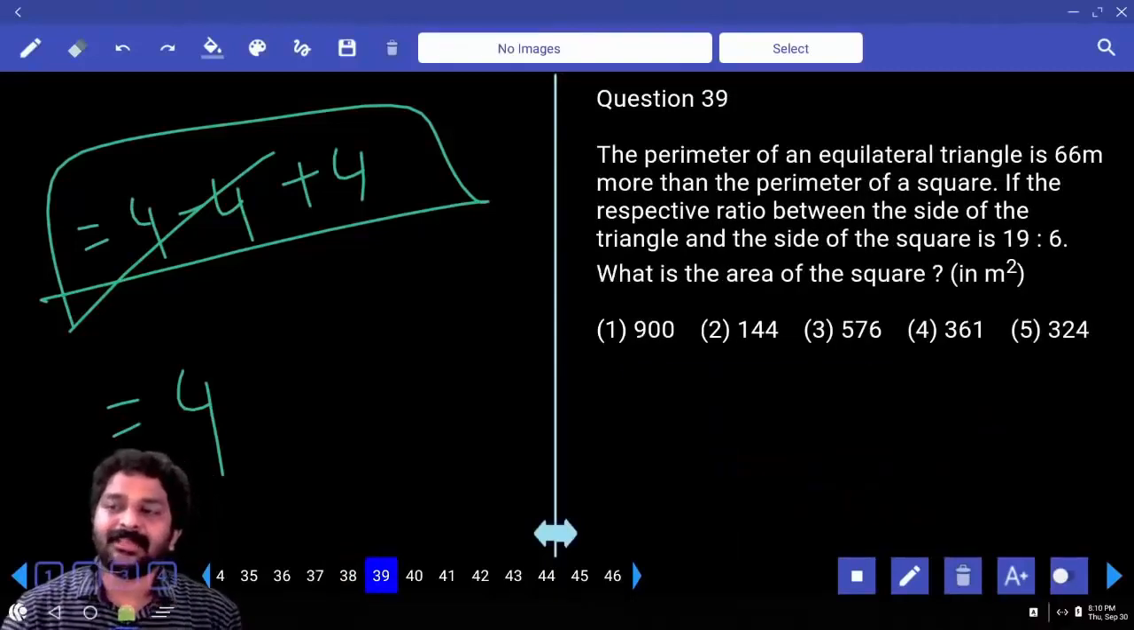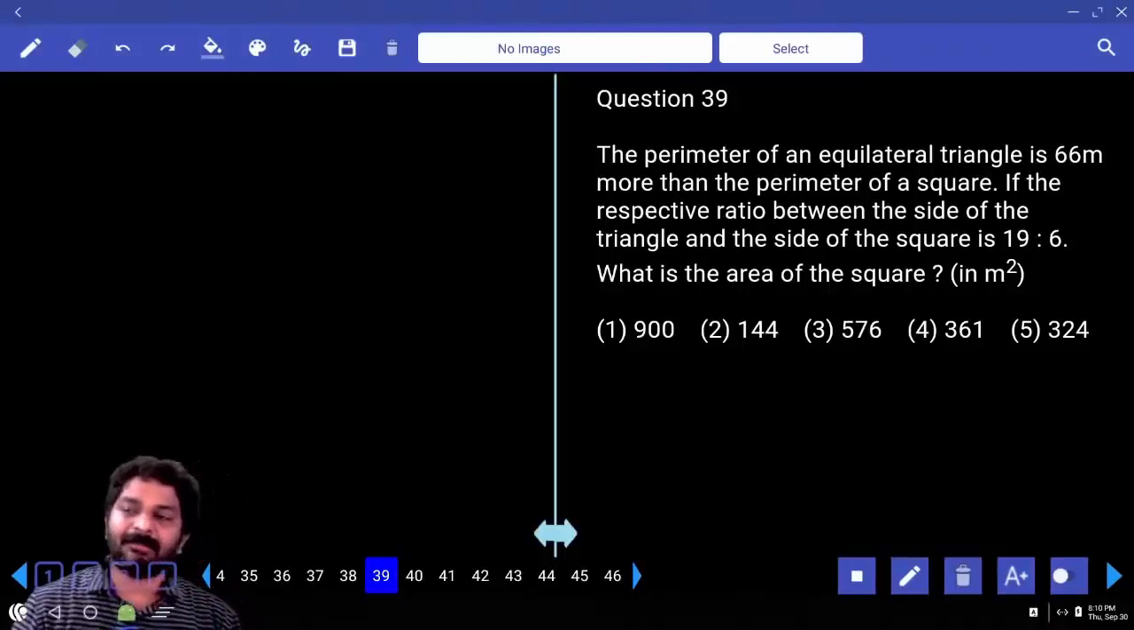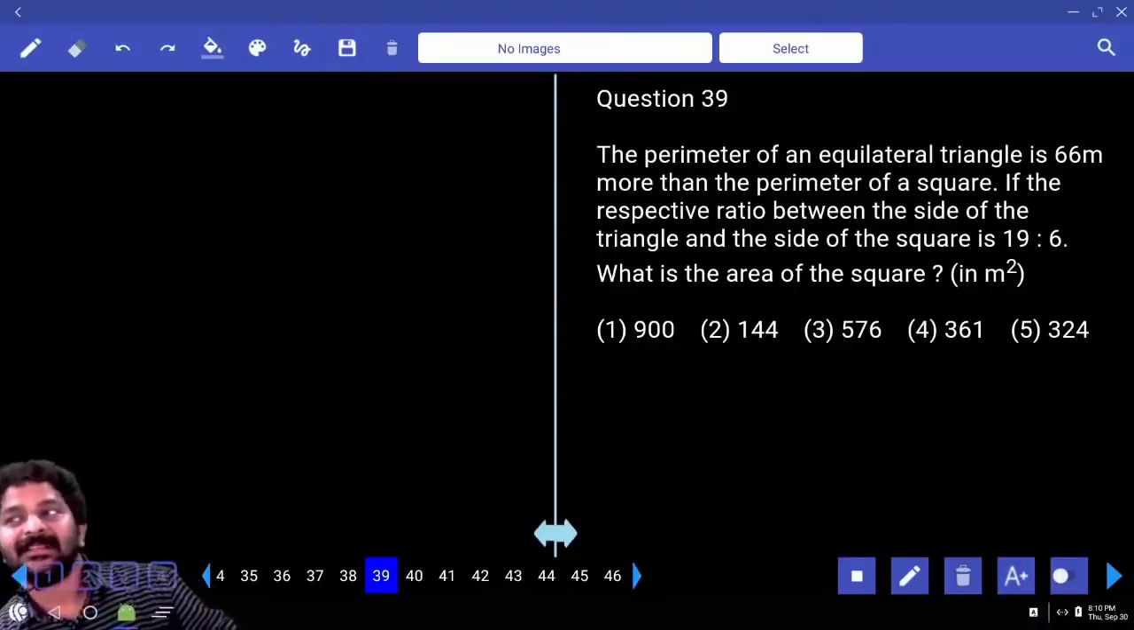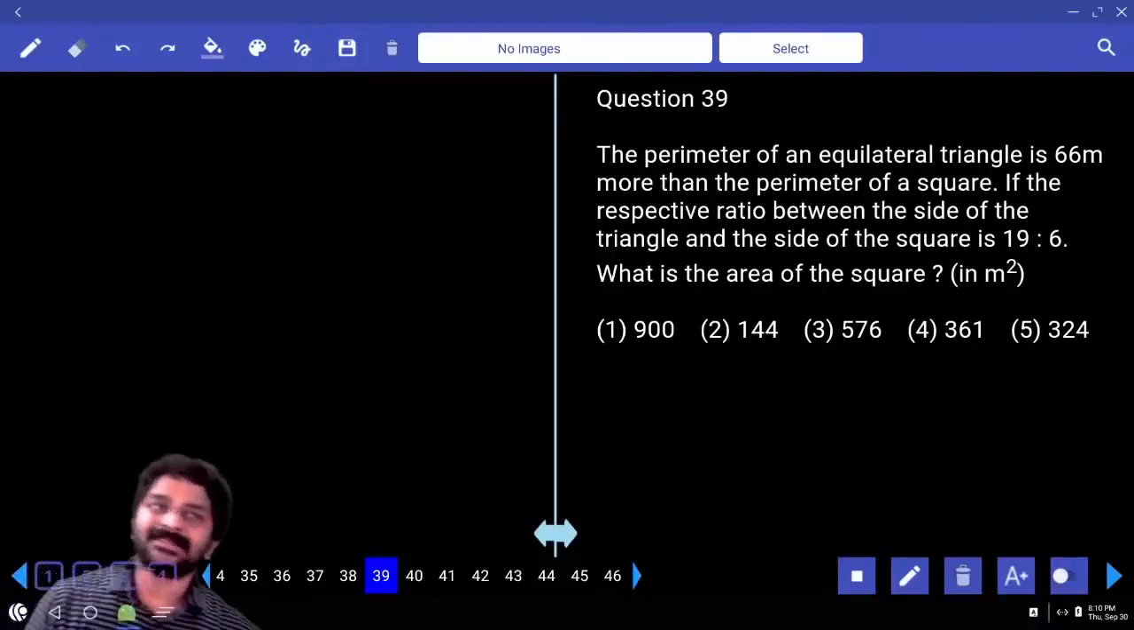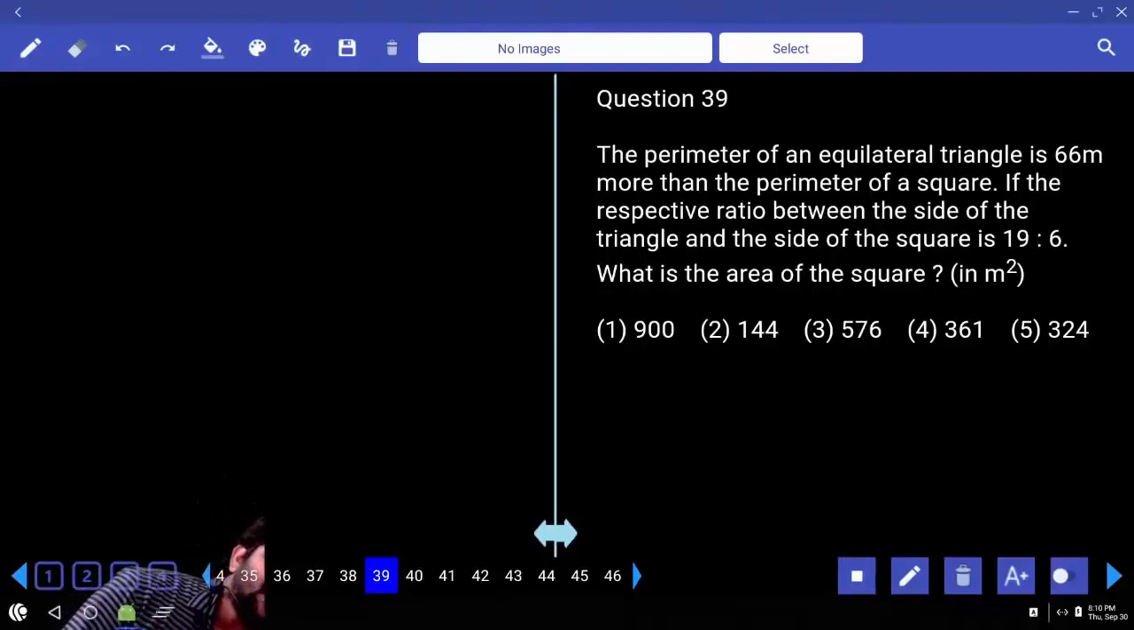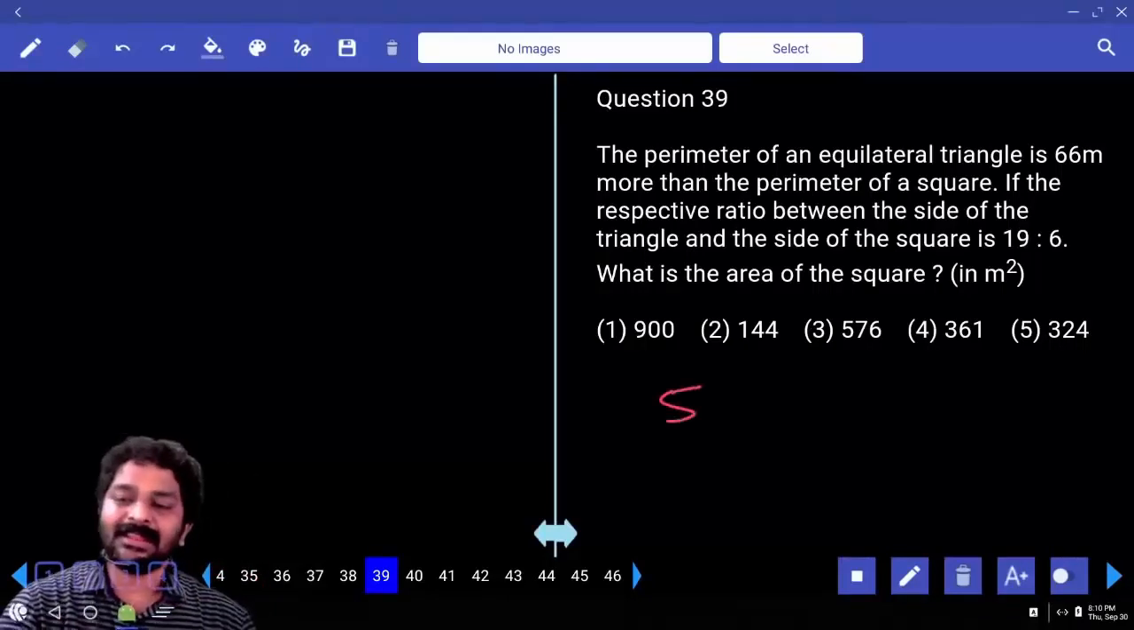The perimeter of the equilateral triangle is 66 more than the perimeter of the square. The respective ratio between the side of the triangle and side of the square is 19:6. Side of the triangle, how many parts? Side of the triangle, 19 parts. Which triangle is that? Equilateral only? 3 sides are equal. Perimeter, 19 threes, 57 parts.